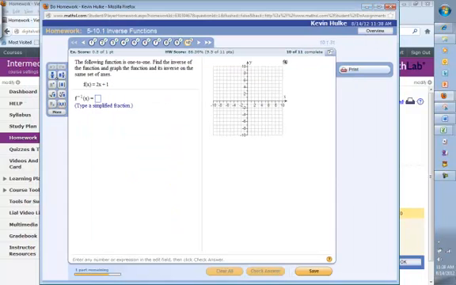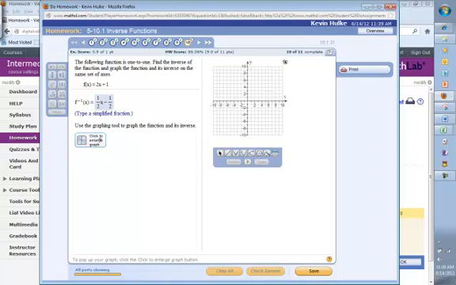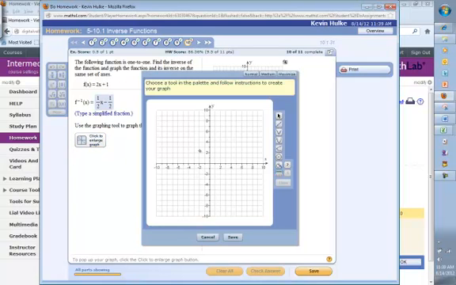F of x equals 1/2 x minus 1/2, and we have to graph both of them. So let's graph the function first. It's going to be up 1, and from there do a slope of 2, and the other line is going to be down 1/2, and from there do a slope of 1/2.